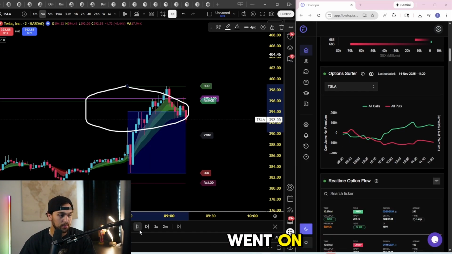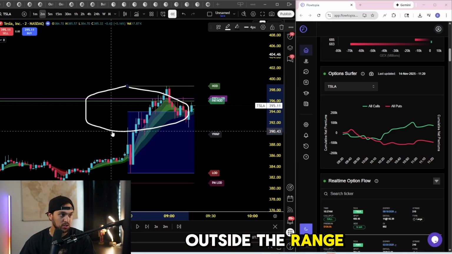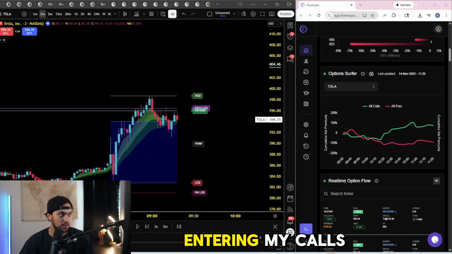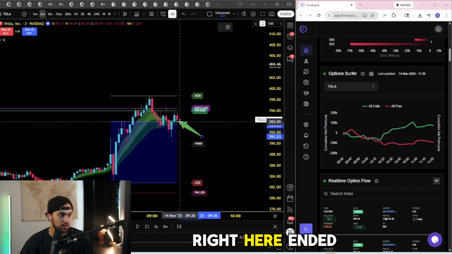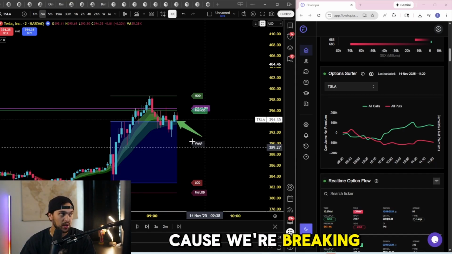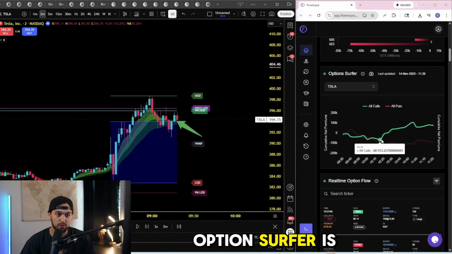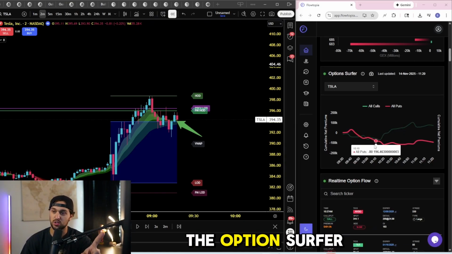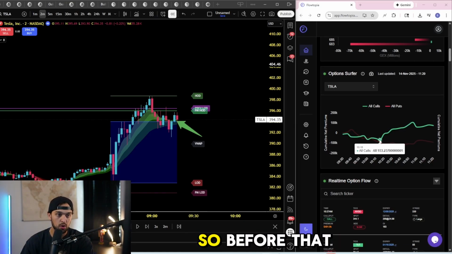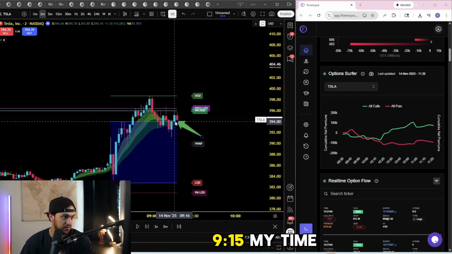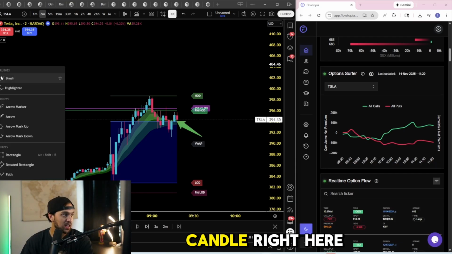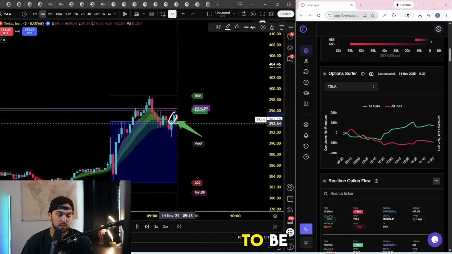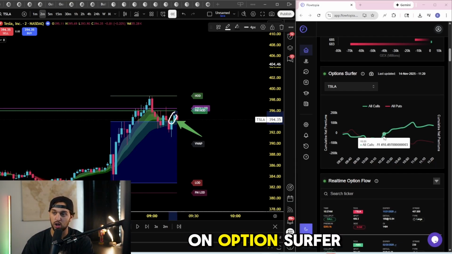As time went on, you can see we broke back outside the range. This is where I ended up entering my calls right here. I ended up entering my calls because we're breaking out of the 15-minute open range. Option Surfer is spiking. You can see this is Eastern time on the Option Surfer tool. Before that spike, we're at 10:15 Eastern, which would be 9:15 my time. Look at that. 9:15 is this candle right here. That just happened to be where calls are starting to spike on Option Surfer.